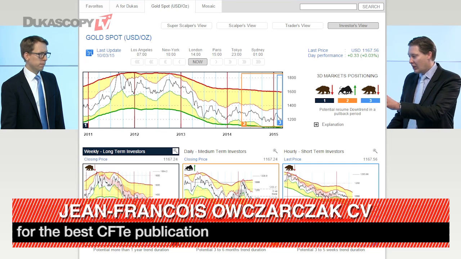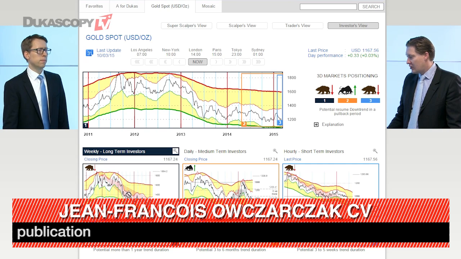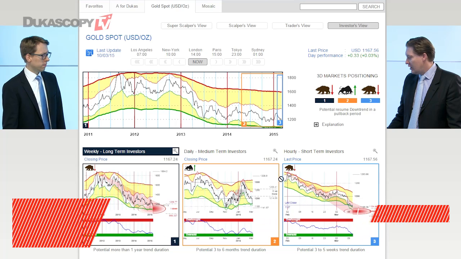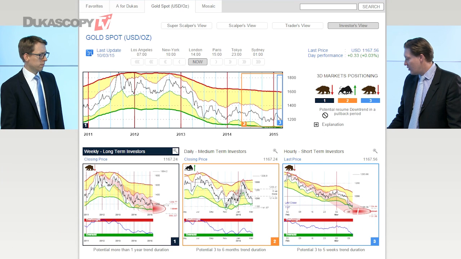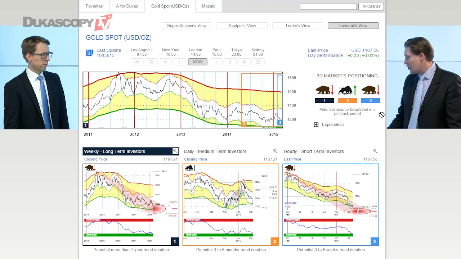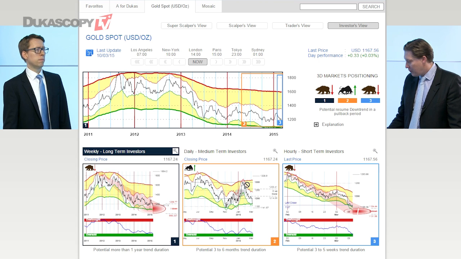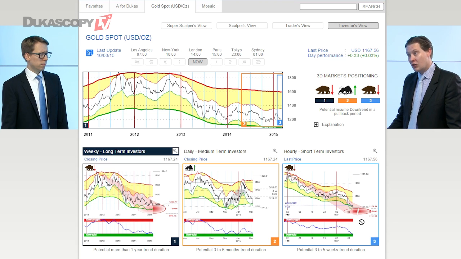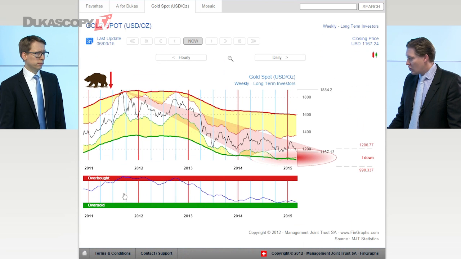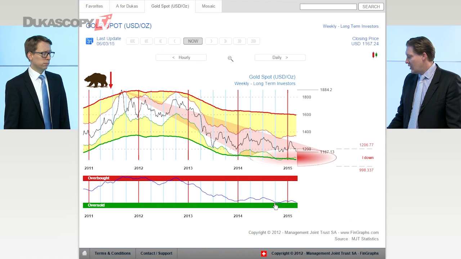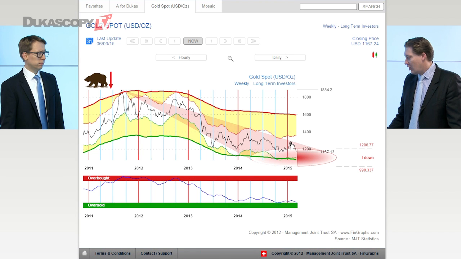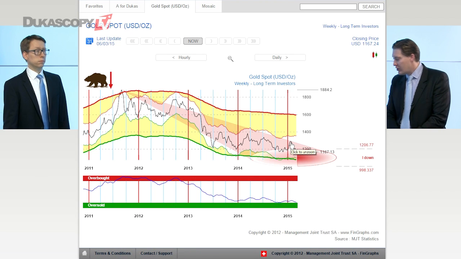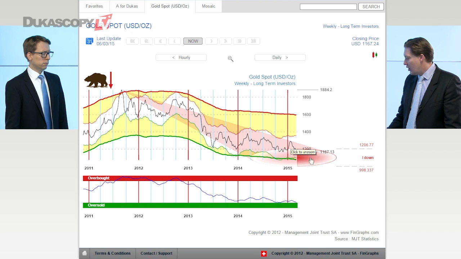This, in context, is again an investor's view, a combination of a weekly, a daily, and an hourly chart. As you see, the message here tells us potential resume downtrend in a pullback period. So we had the pullback period here, and now we're resuming the downtrend. The longer term weekly chart is still negative. It seems like the move that we saw late last year, early this year, was a correction, and that we're moving lower into our targets.